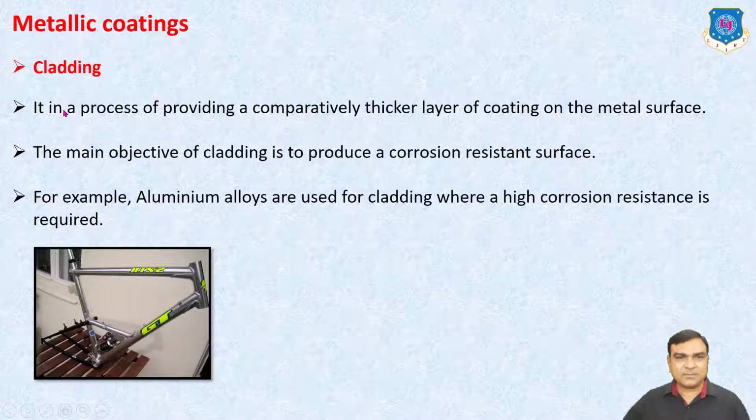Cladding. It is a process of providing a comparatively thicker layer of coating on the metal surface. The main objective of cladding is to produce a corrosion resistant surface. For example, aluminum alloys are used for cladding where a high corrosion resistance is required. So this is a part of a cycle where the aluminum coating is applied by using cladding.